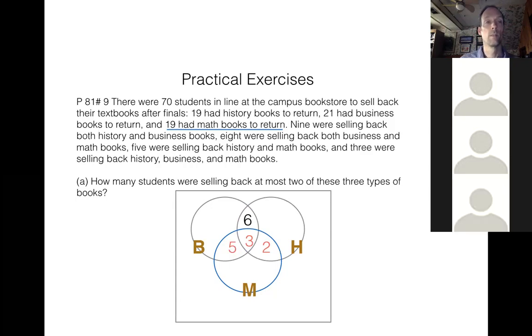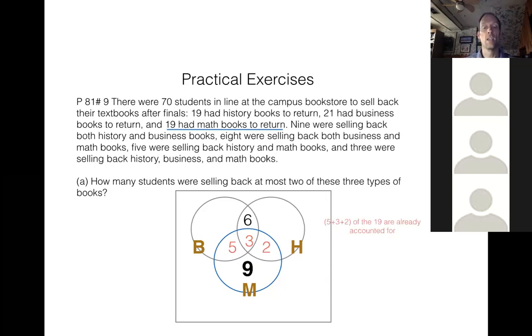Sorry, say that again. Sure. We're talking about 19 people had math books to return. So we're only looking at that math circle. How many people did we already count up though? 7. Something else. Like how many, what are the numbers we already got in the math ring? Oh, is it 10? Yes, it is. Well done. So that means how much is going to go in that part of the math ring that does not belong to any other circle? 9. Right. There it is.